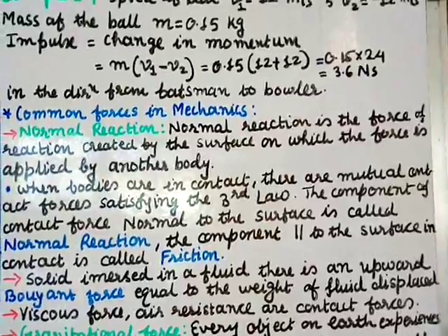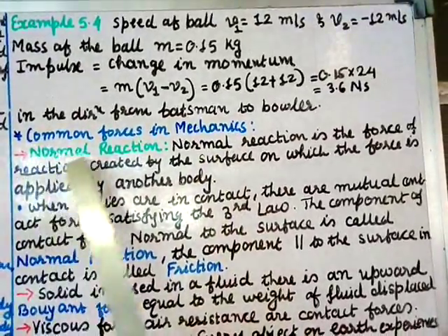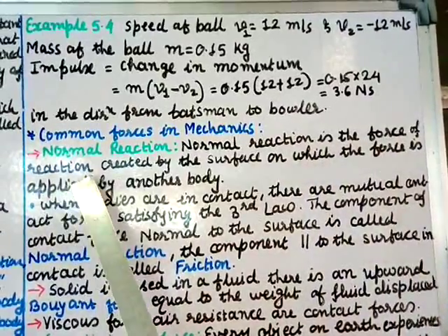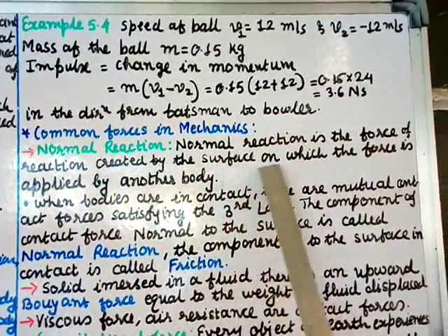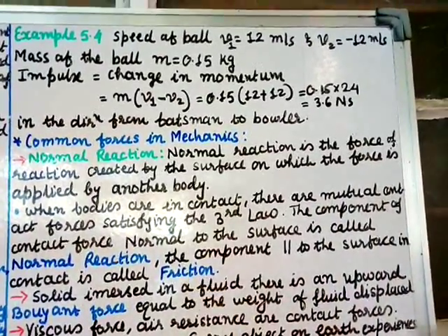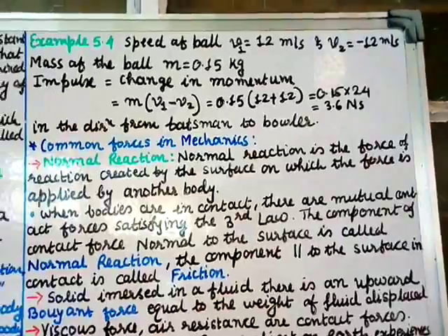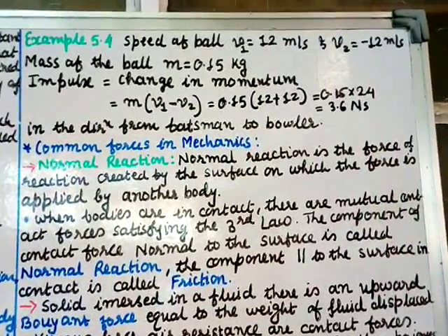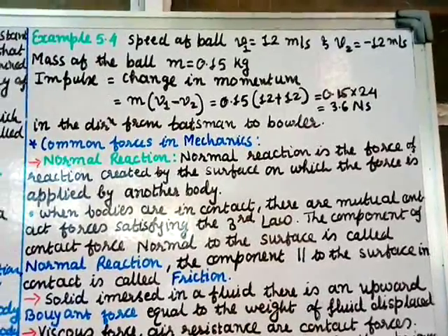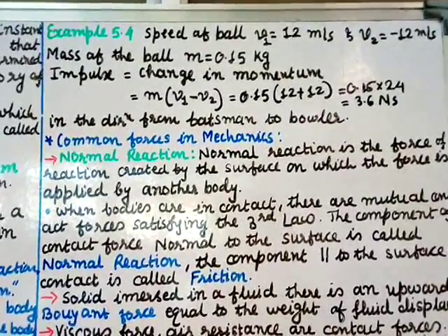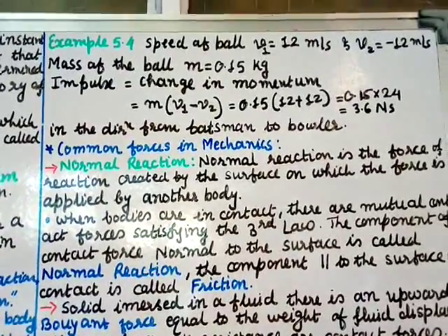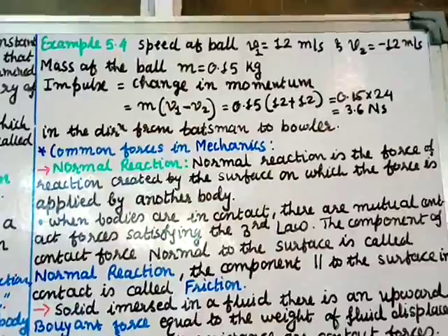Common forces in mechanics. Normal reaction. Normal reaction is the force of reaction created by the surface on which the force is applied by another body. So this is always a perpendicular force. Okay, so suppose a body, or let us say a textbook, is resting on a table, then the table will give the force on the body that will be upward. Okay, that you call a normal force, that is always perpendicular to the contact.